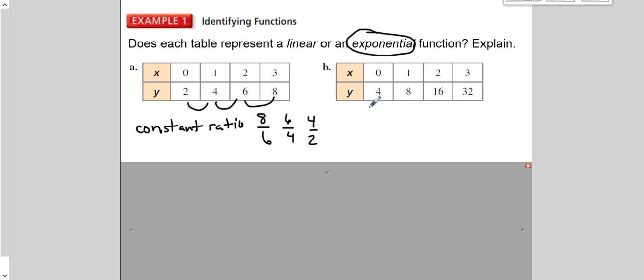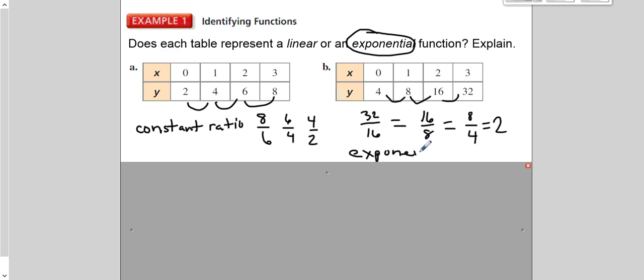Let's see if this one is. If I make a ratio of my y values, 32 over 16, 16 over 8, and 8 over 4, are those all equal? They are. All three of those equal 2. So we have a common ratio. This is an exponential function.